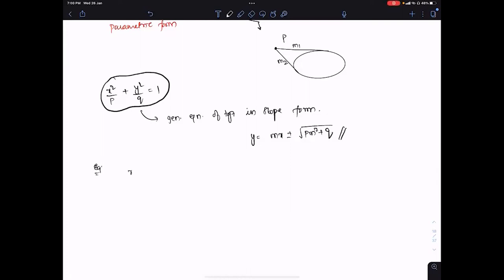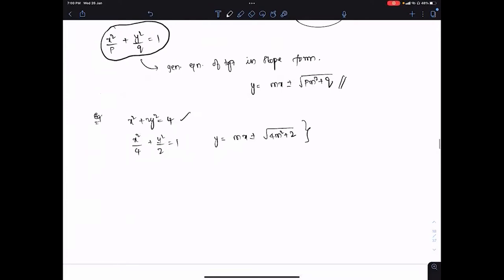Let's say the equation is x square plus 2y square equals 4. This is the equation of the curve. Then first you make the right side 1: x square by 4 plus y square by 2 equals 1. Then the equation will be y equals mx plus or minus square root of 4m square plus 2. This is the general equation of tangent in slope form for this curve.